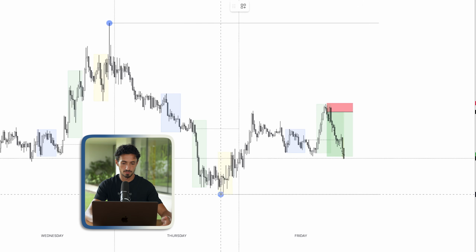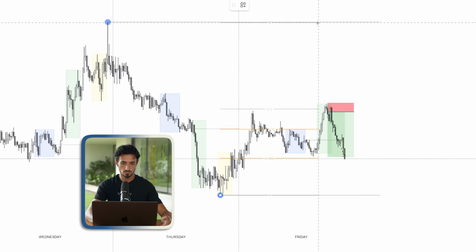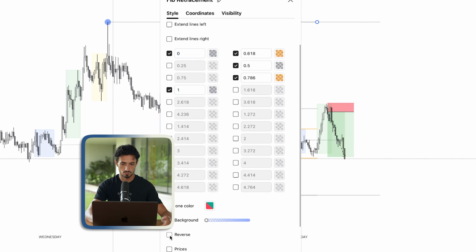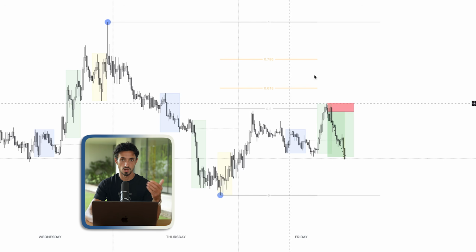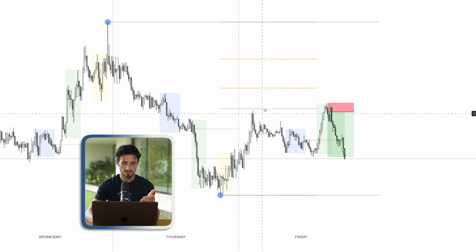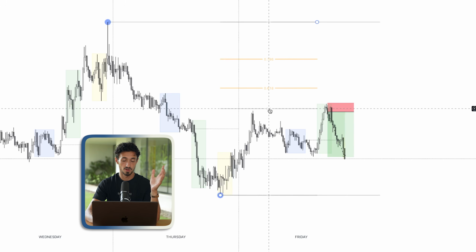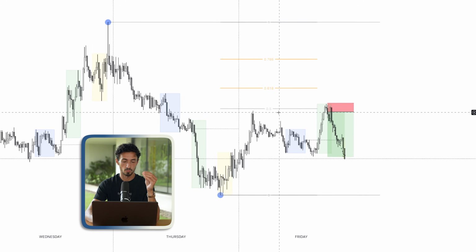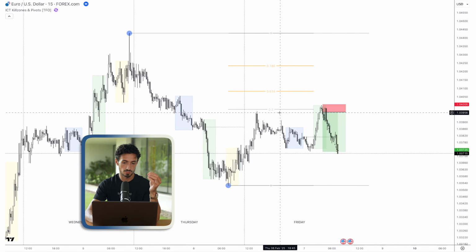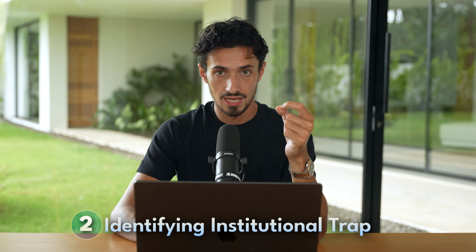So if we pull out our fib, like we just spoke about, and we draw low to high in this fib level, you can see that the 50% is here. So first things first, we only want to be shorting when price gets into this 50% for the most part. That leads us into step number 2.